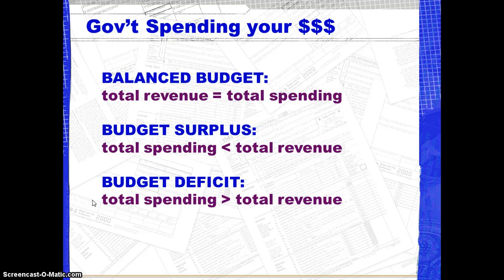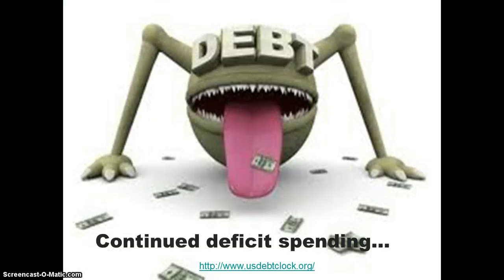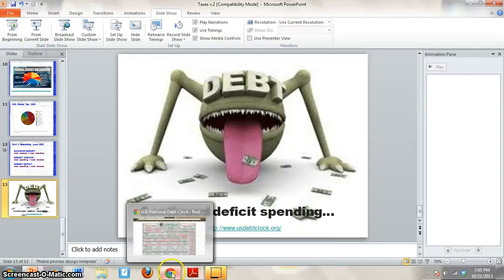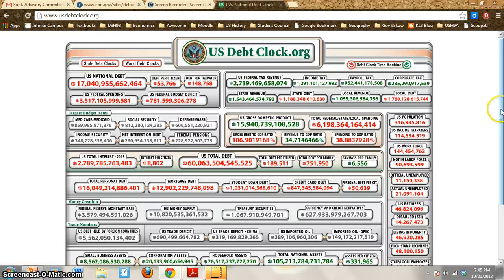What happens when we continue to run a budget deficit? Well, when your total spending continues to outpace your total revenue, fiscal policy would dictate that you would go into debt. When you continue deficit spending, you suffer from debt. If you go to this handy little website, it gives you the United States debt in real time. Here's the debt clock in real time.